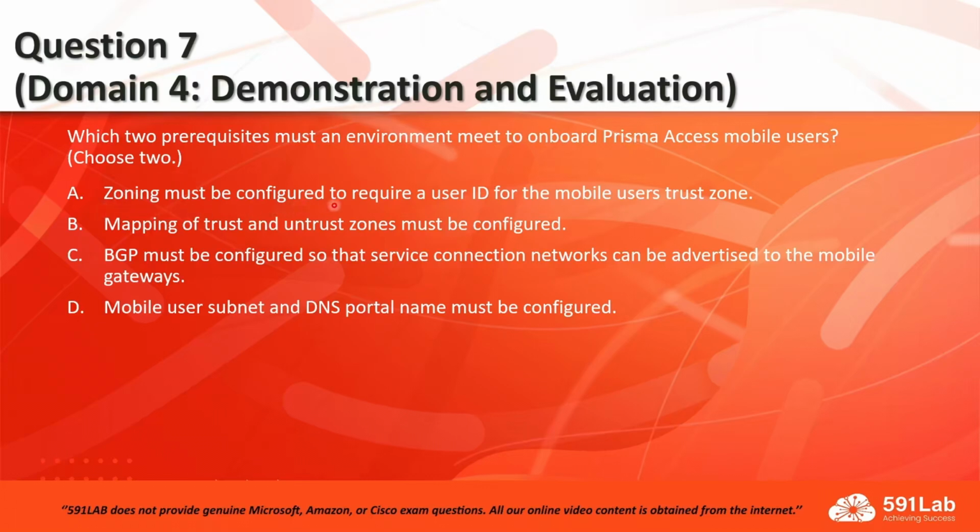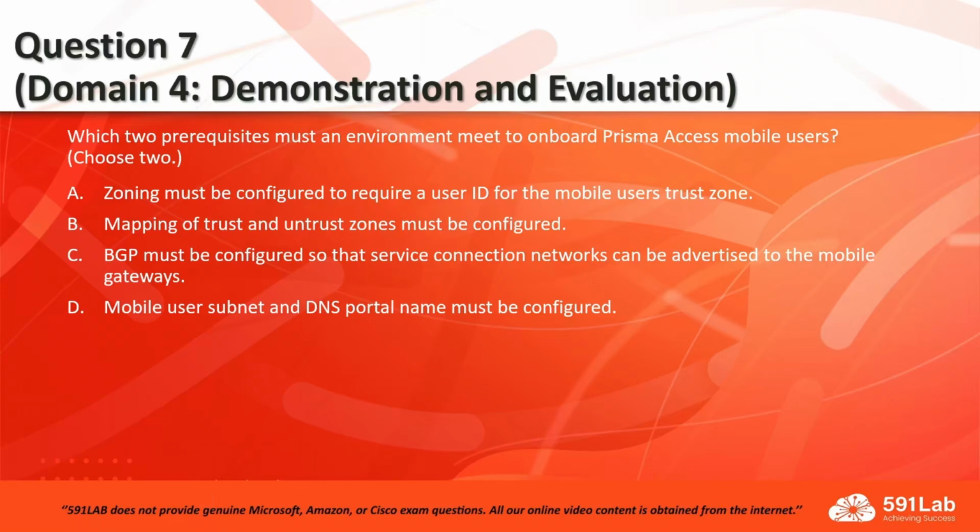A. Zoning must be configured to require a user ID for the mobile user trust zone. Or B. Mapping of trust and untrust zones must be configured. Or C. BGP must be configured so that the service connection networks can be advertised to the mobile gateway. Or D. Mobile users subnet and DNS portal name must be configured. To answer these questions, we need to check each of the options.